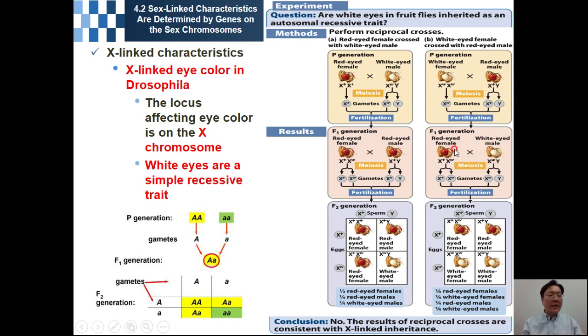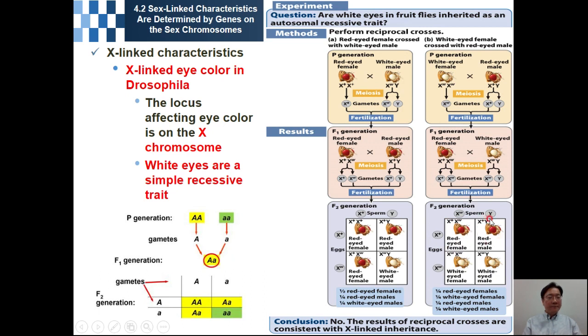So after that, they did self-fertilization. This comes from the male sperm. One is X+ X^W and Y, and they will make the egg X+ X^W. So this is the Punnett square. In this square, they will show that X+ X^W means a red-eyed female.